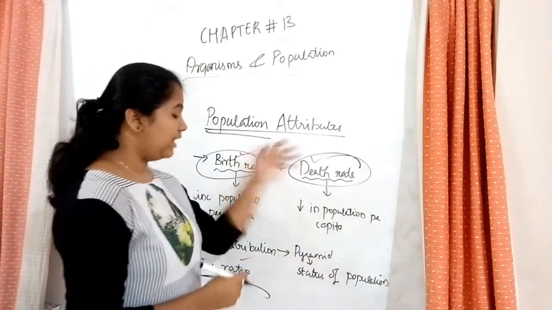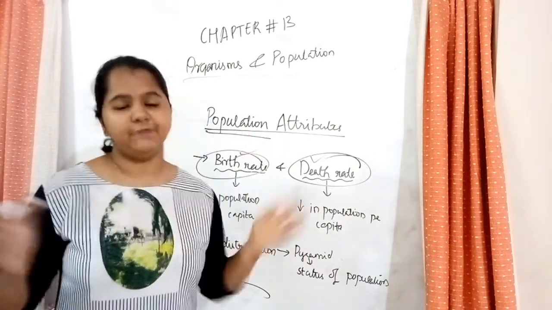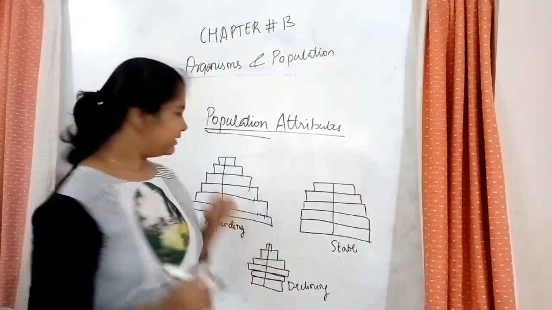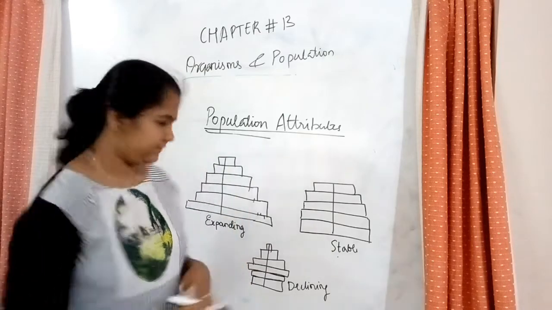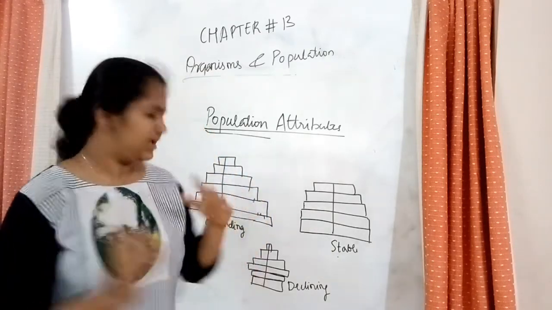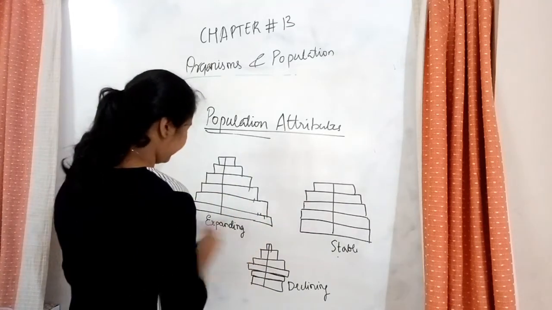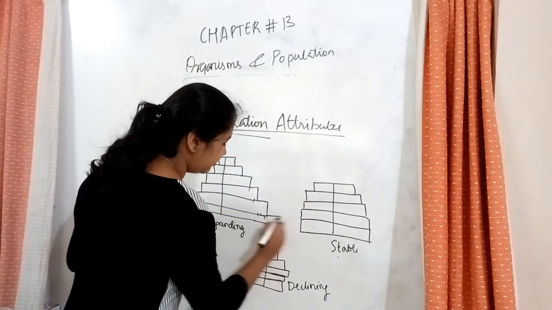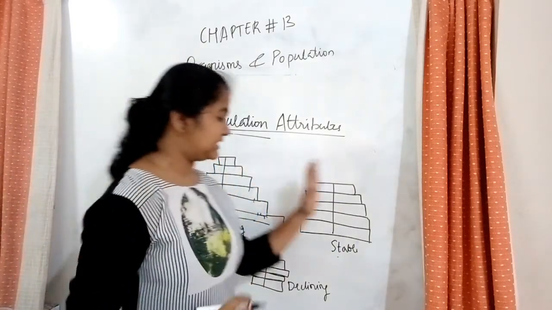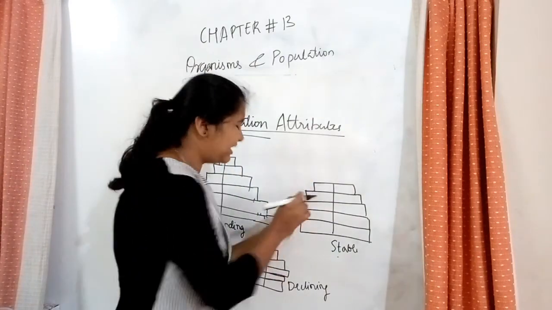So let's see how a pyramid can have different shapes. I'm just showing some examples. The first one is an expanding graph. You can see that the age difference is there, but it is still expanding. It is moving on. So this is an expanding graph.